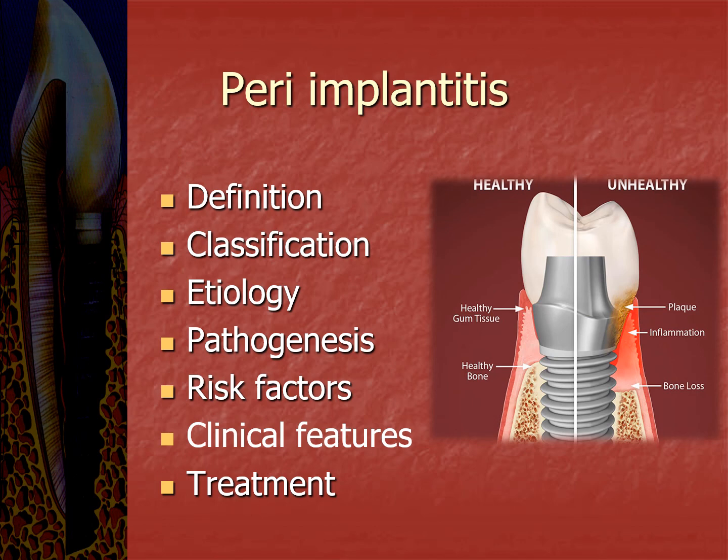Thus, we have come to the end of this session on peri-implantitis, where we discussed the definition, classification, etiology, pathogenesis, the different risk factors, the various clinical features, and in detail the various treatment modalities. The next topic to discuss is the maintenance of implants, which we will be discussing in our next session.